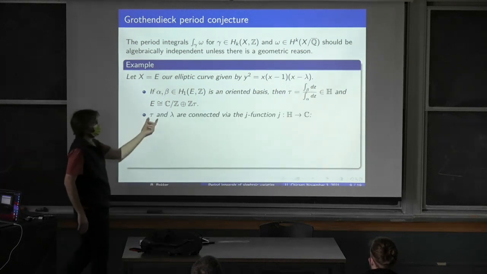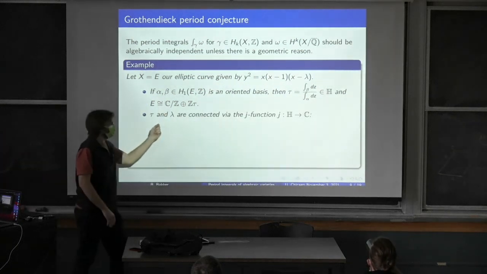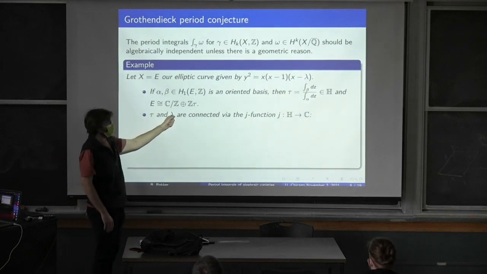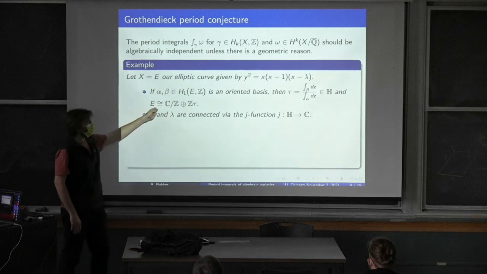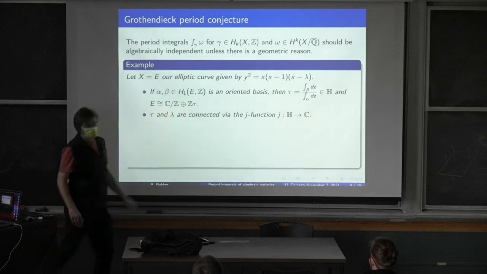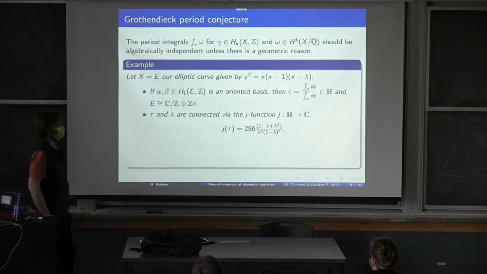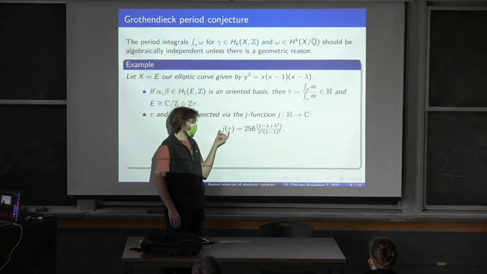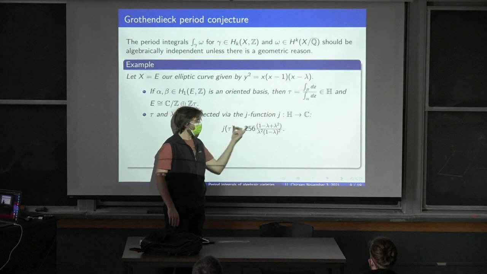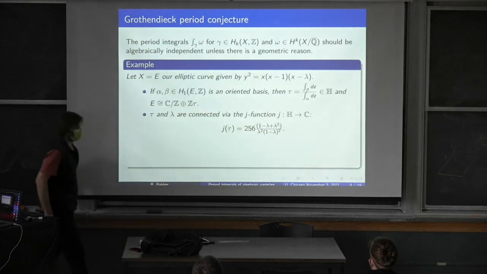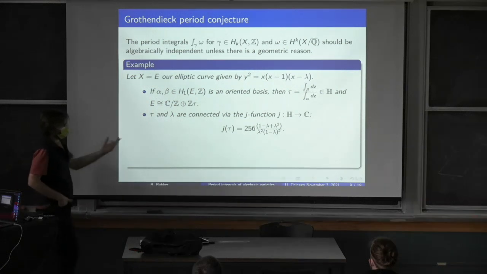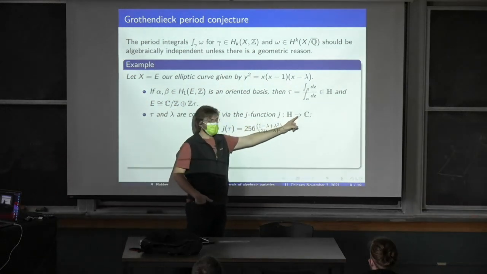And tau and lambda are connected by the J function. You should think of the J function as giving you the algebraic parameter for this elliptic curve. So lambda is an algebraic parameter. Tau is this complex analytic parameter that's telling you the lattice. The connection between the two is explicitly given by this formula. The J invariant as a function on the upper half plane, evaluated on tau, gives you this algebraic combination of the lattice. So indeed, the J function is in general a very transcendental function.